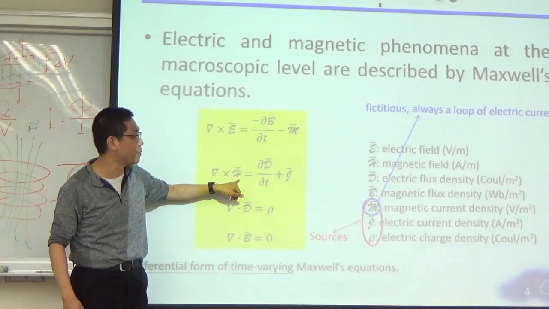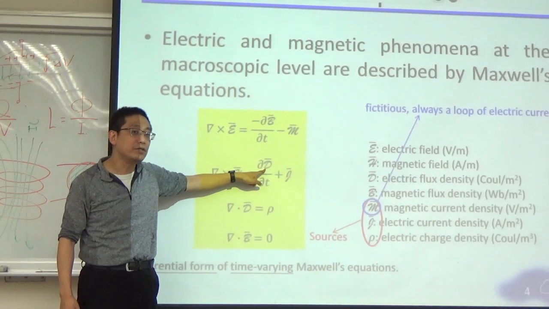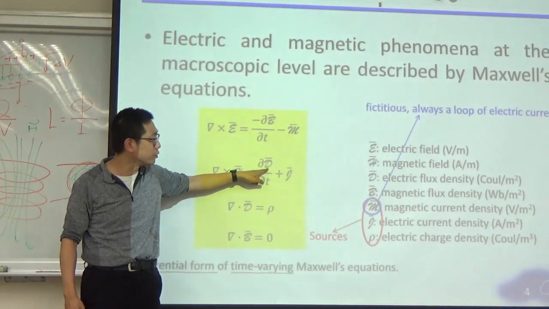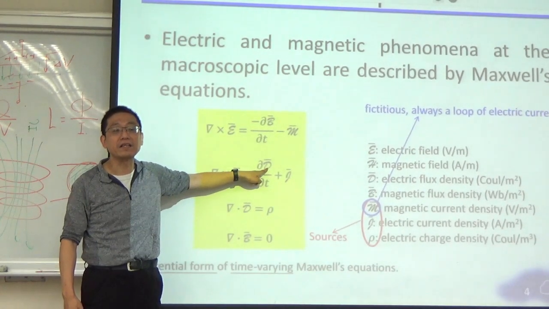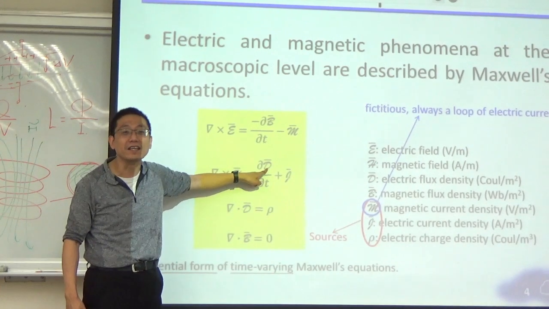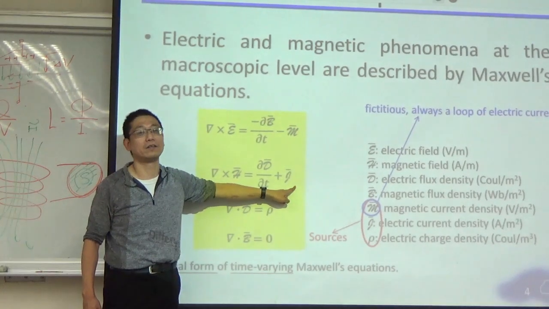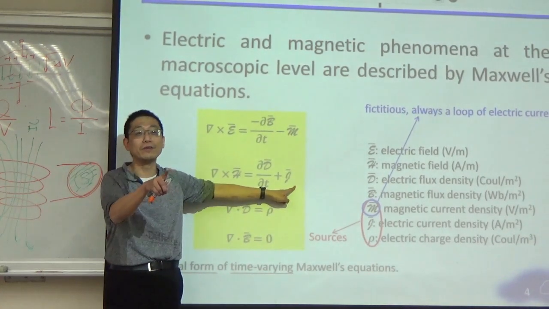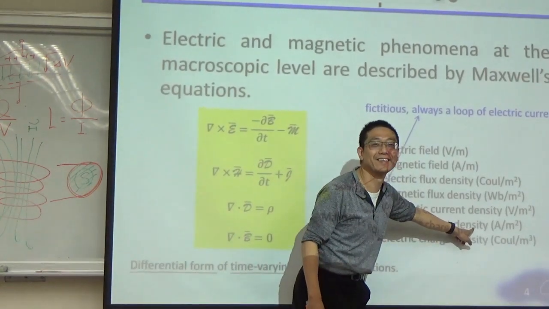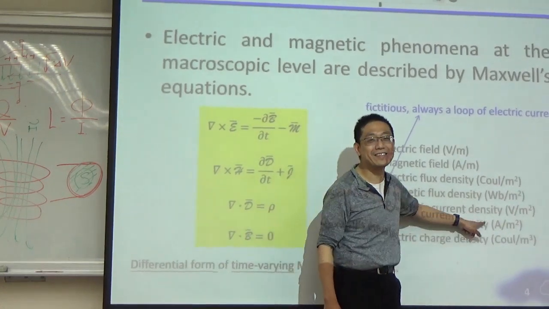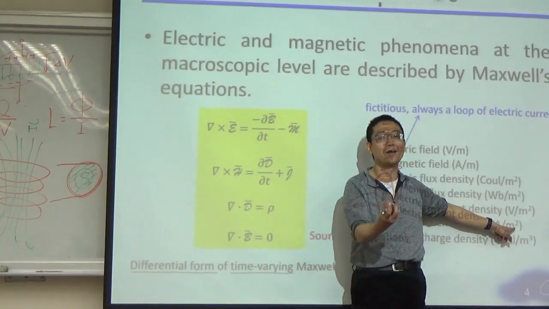You take the curl of the magnetic field, which equals the partial differential with respect to time of the D function. D is the electric flux density, plus J. What is J? J is not important, but you need to remember that J is the current density. What is current density? Your current divided by your unit area.